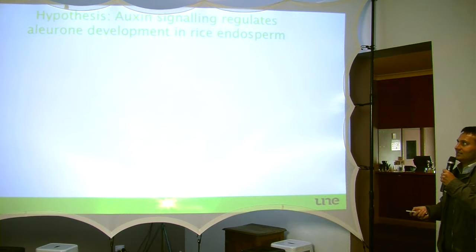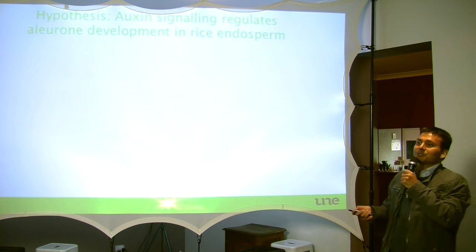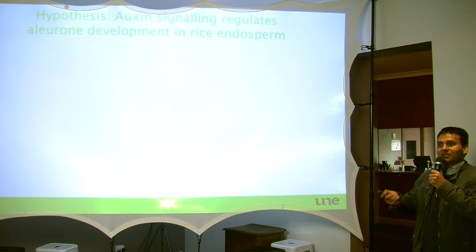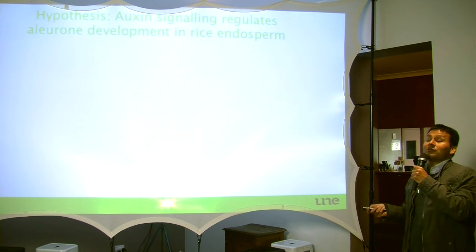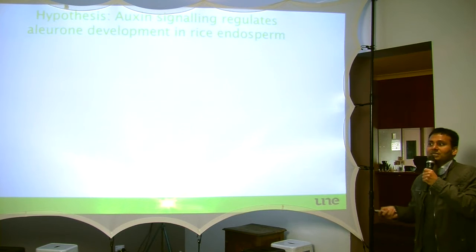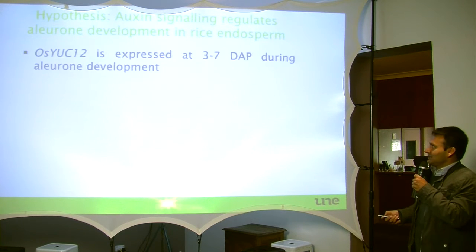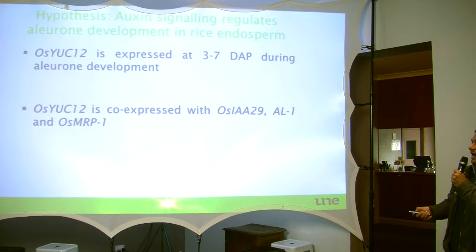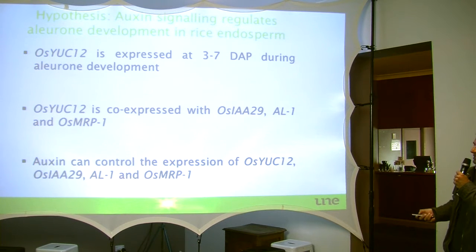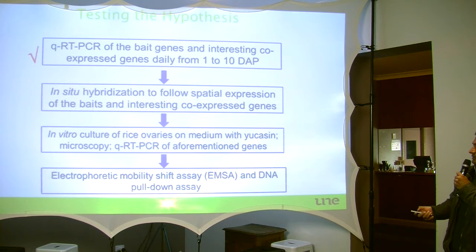And my hypothesis is that auxin signaling is regulating the aleurone development. You remember that aleurone layer, that single layer around the starchy endosperm. We think that the development of this layer has something to do with auxin signaling. Why? Because OsYUC12 is expressed just during the aleurone development, and it is expressed with these three important genes. And auxin can control the expression of all these three genes.